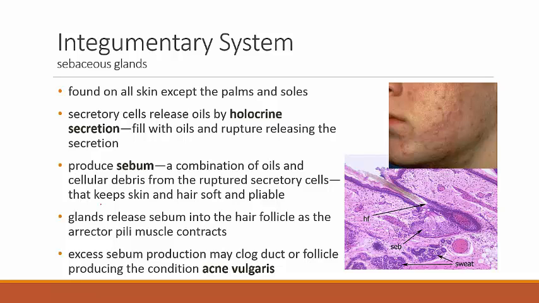There are conditions where the sebaceous glands can become clogged. So with a big surge of sex hormones that comes at puberty, the sebaceous glands go into overdrive, producing large amounts of oil, and this oil and cellular debris, that sebum, can clog up the duct of the sebaceous gland, or even the follicle itself. When it gets clogged, then bacteria can invade, and it results in the condition that's known as acne vulgaris.